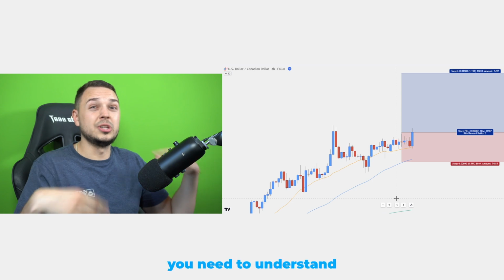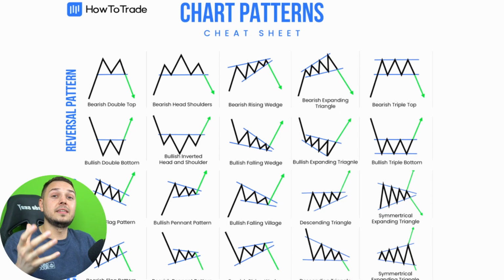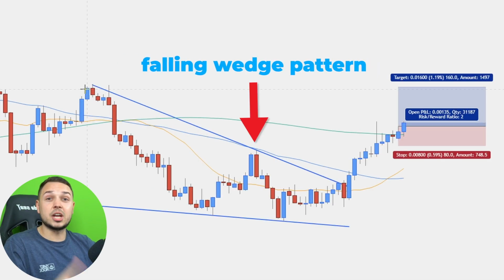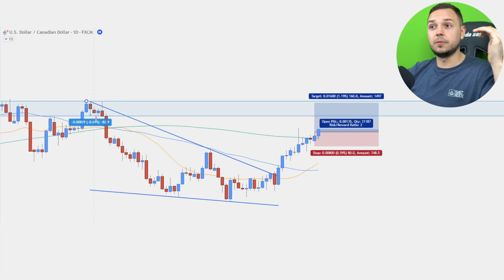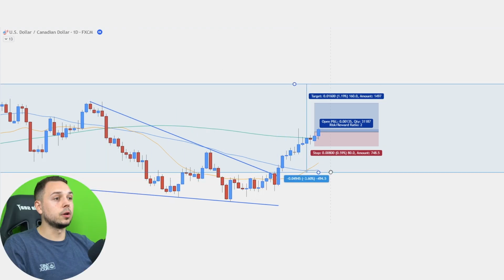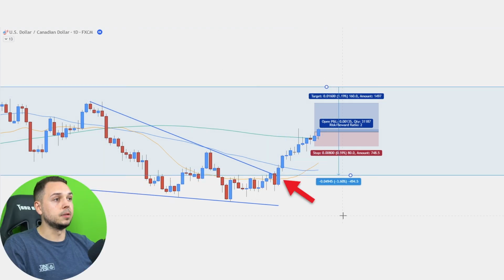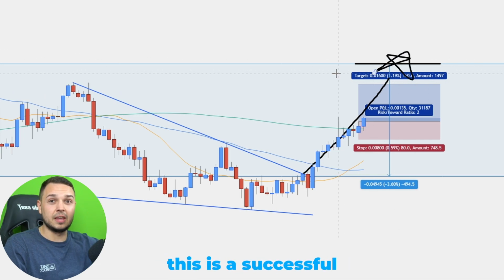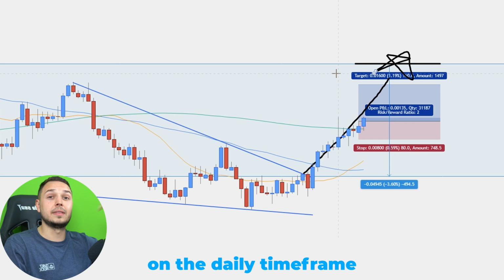I'm not too sure. You need to understand a little bit more, and this is where chart patterns come in handy. So if we have a look at our daily time frame, I've actually identified a nice falling wedge pattern just over here. Now, to measure your take profit from the falling wedge pattern, you simply take the top and the bottom and move it across where the break actually happens. So it's squeezed over here, had a break, bullish engulfing candlestick going towards the upside. If it reaches this area zone, this is a successful falling wedge pattern on the daily time frame.